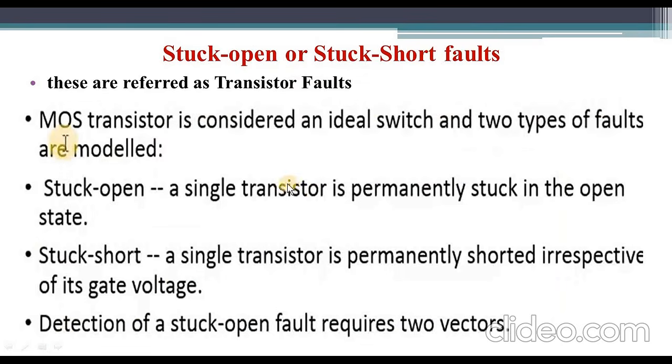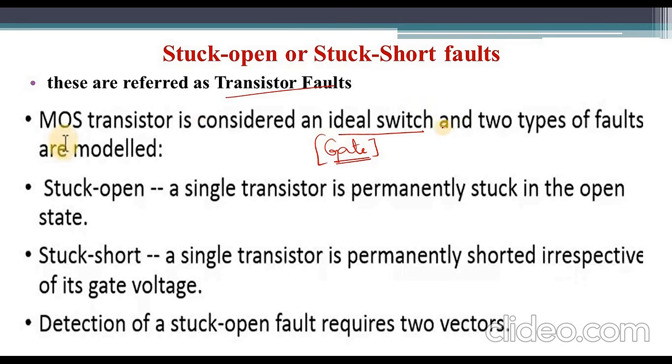So let's see the stuck open or stuck short fault. What are these faults? These are called the transistor faults. Actually, the MOS transistor is considered as an ideal switch. So always remember guys, the MOS transistor will act as an ideal switch. It performs on and off action with respect to the gate terminal. Here the gate terminal acts like a control input. According to the gate terminal, the MOS transistor performs on and off action. That's why it is called an ideal switch.